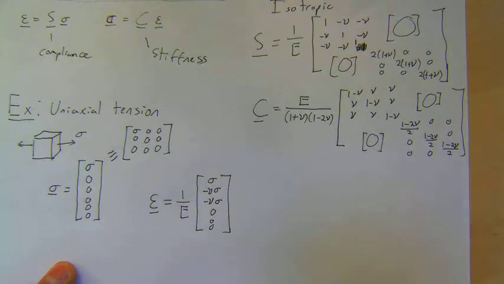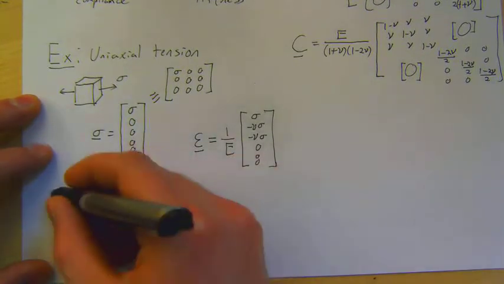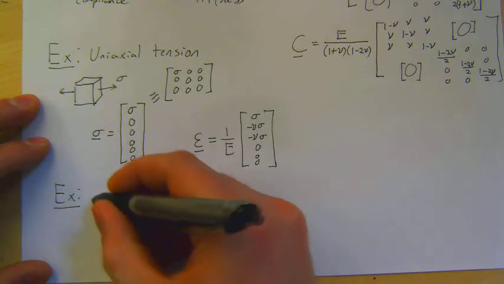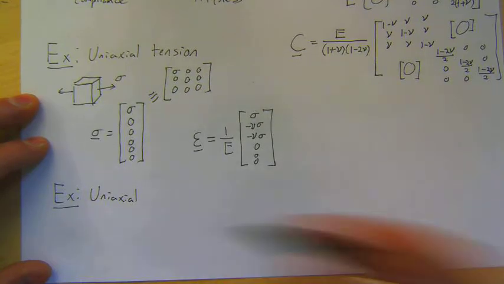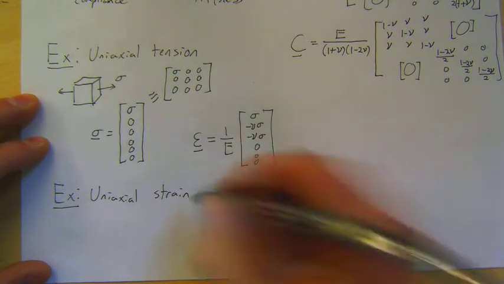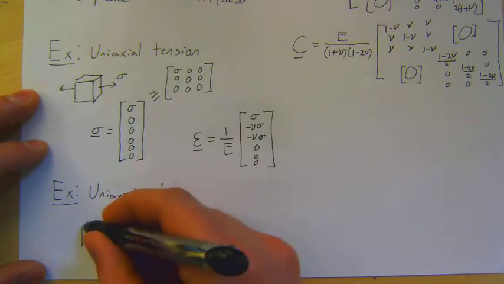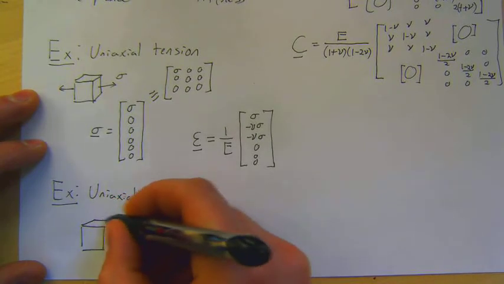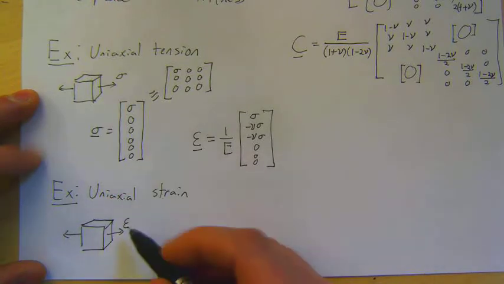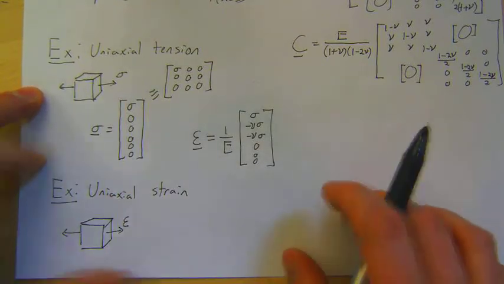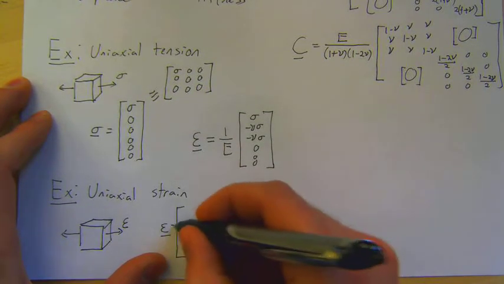Another nice example is uniaxial strain. This is a slightly weirder one. This is if I want a body to extend by a given epsilon. Here, my strain tensor is just epsilon with some zeros in it.